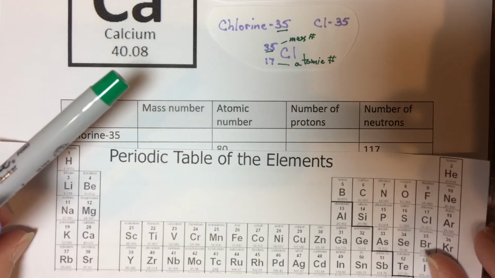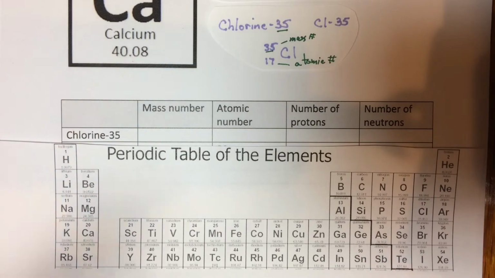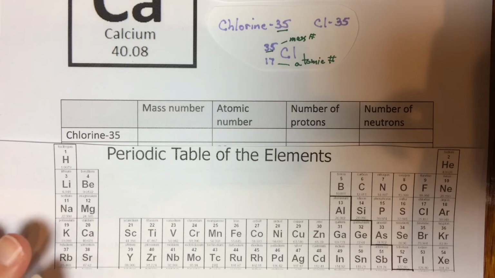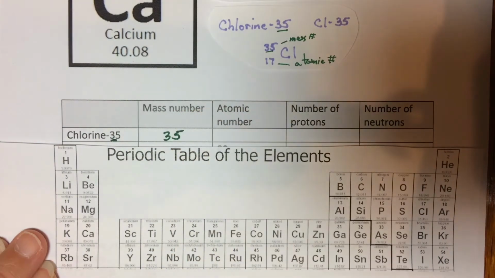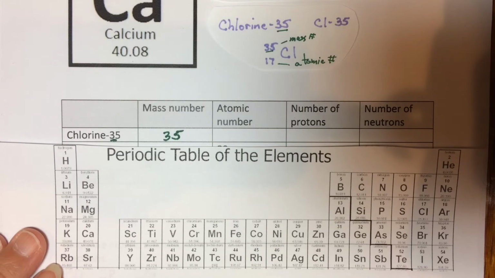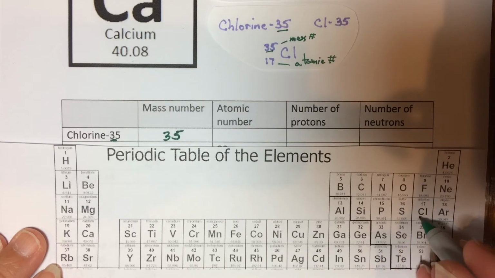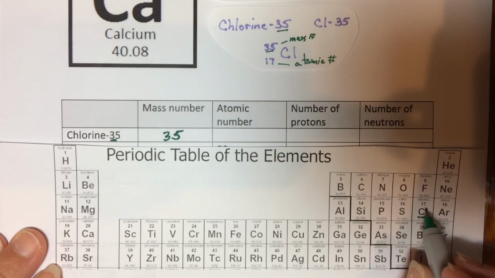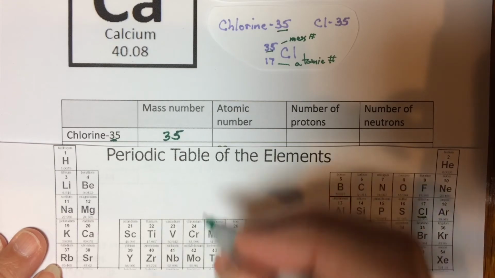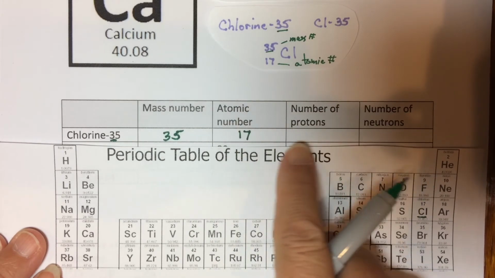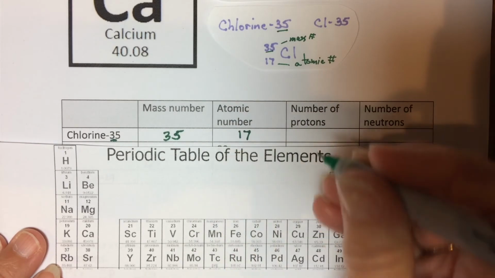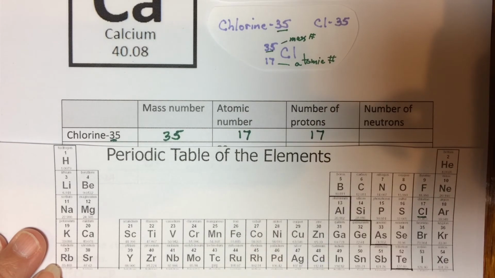So we start with chlorine-35. The mass number is given right behind the chlorine. It's 35, right? It's this number right here. The atomic number, we're going to need to use this periodic table. And chlorine is right here. It has a 17 written above it, so that's an atomic number of 17. The number of protons is going to equal the atomic number, so that'll also be 17.